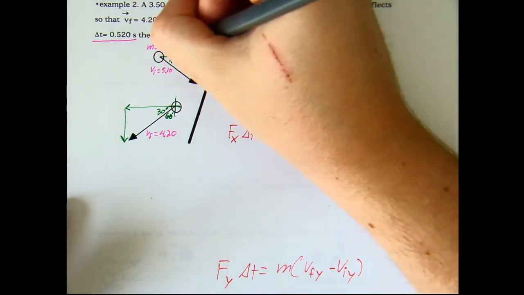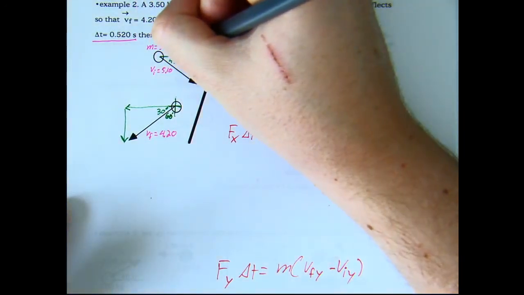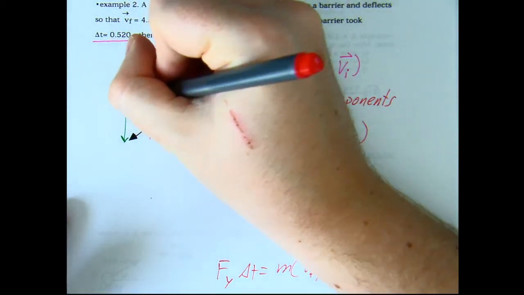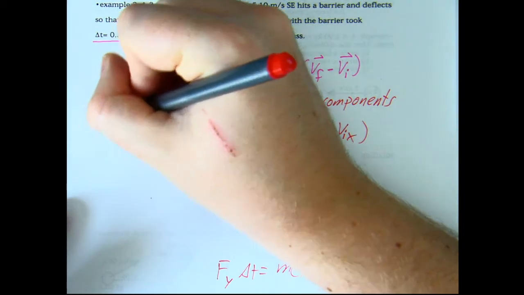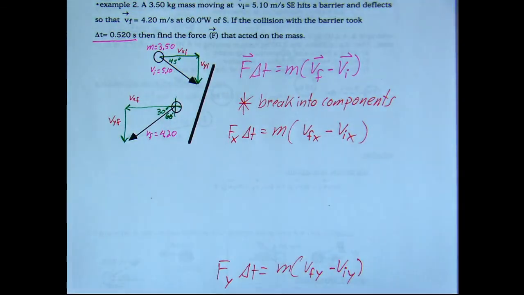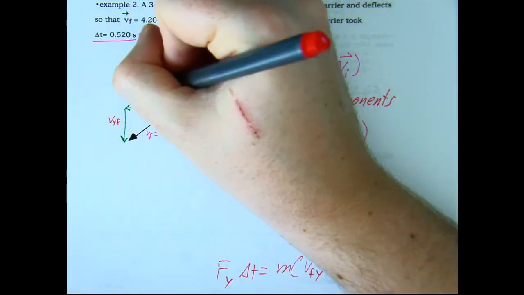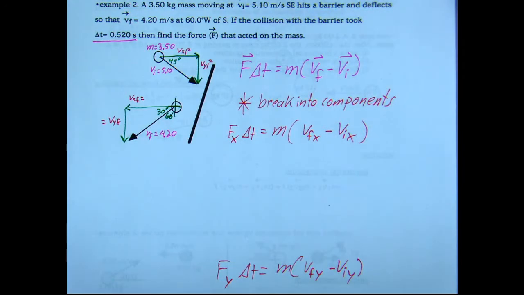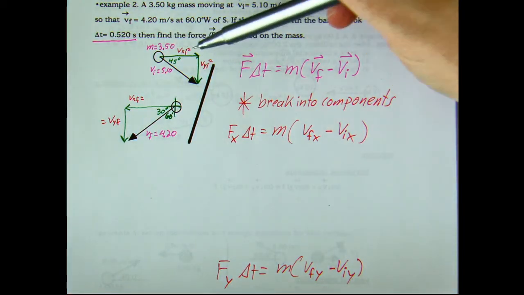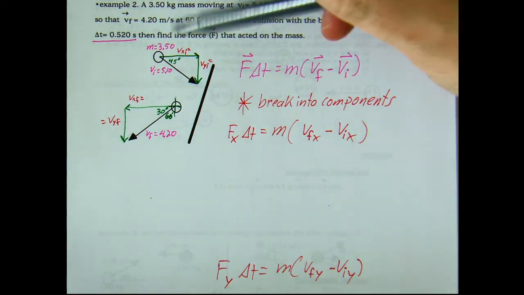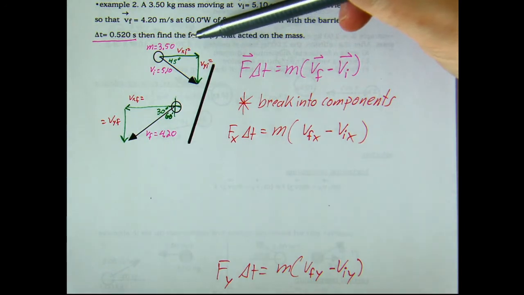This here is Vx initial. This is going to be Vy initial. This is going to be Vx final, and this is going to be Vy final. Now, again, we've already seen that components can meet at 90 degrees. So these will be relatively easy to do pretty quickly. And again, this time I'm dealing with the velocities, not the momentums. So we're going to leave this as the velocity here.